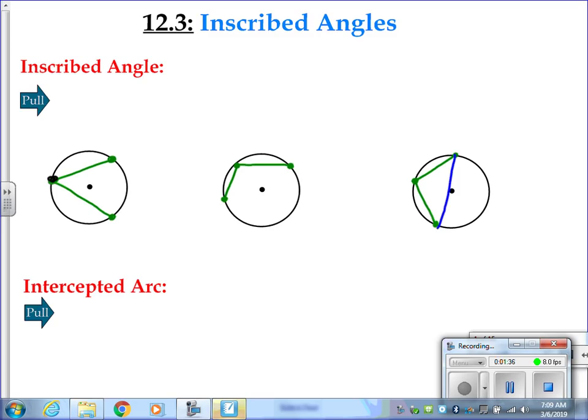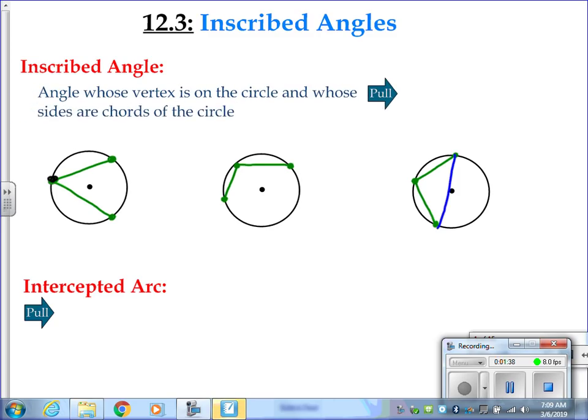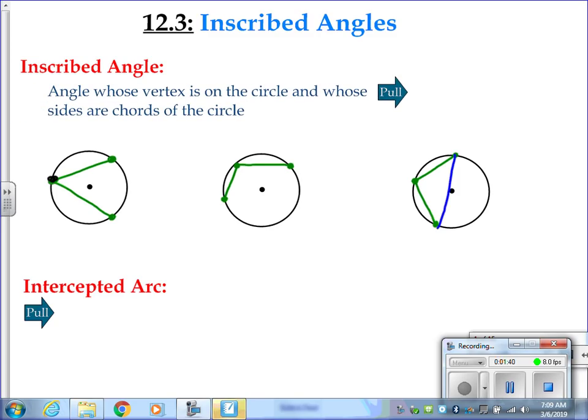So let me give you guys the definition. An inscribed angle is an angle whose vertex is on the circle and whose sides are chords of the circle. Now yesterday with central angles, we talked about how those angles broke the circles up into two parts. You have your minor arc and then you had your major arc. Well, if you look at all three of these pictures, inscribed angles actually split the circle up into three parts. So we're not going to talk about all three parts. There's only one part that we're going to talk about, and that's known as the intercepted arc.